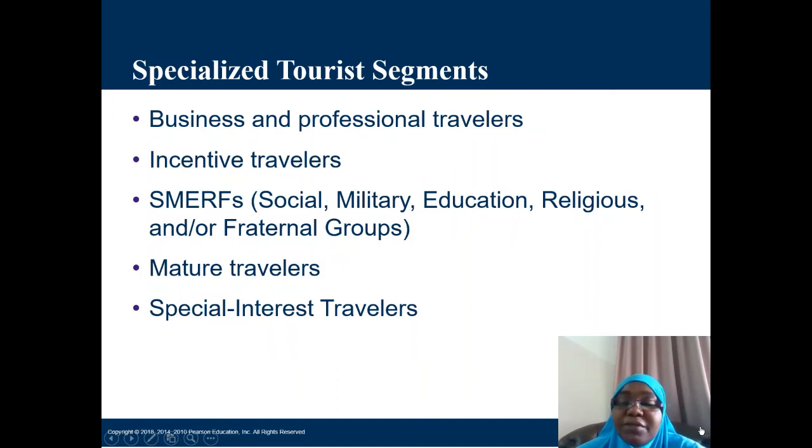The next are incentive travelers. Then third, we have the SMERFs, that's the social, military, education, religious, and fraternal groups. All these groups are actually traveling for a purpose. They are traveling for social or military reasons, maybe going for training or whatever. Education, right? Religious, for example, going for Hajj, or visiting Jerusalem and the like. Then we have the mature travelers, as well as the special interest travelers.